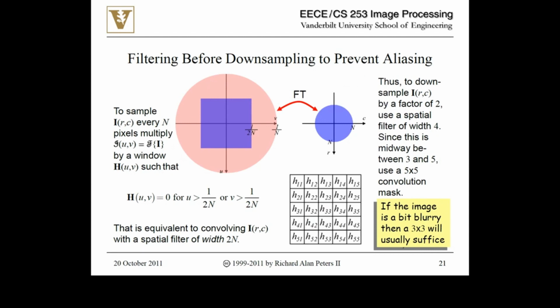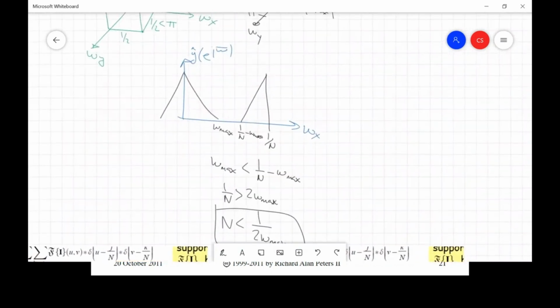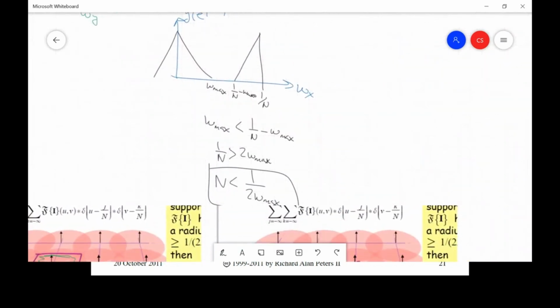This is this condition that we were mentioning before. If you want to not have aliasing, you have to filter, and I express it in this way. So this is our condition for not having aliasing. Instead of solving for n, you can solve for omega max, and then you would have omega max has to be smaller than 1 over 2n.